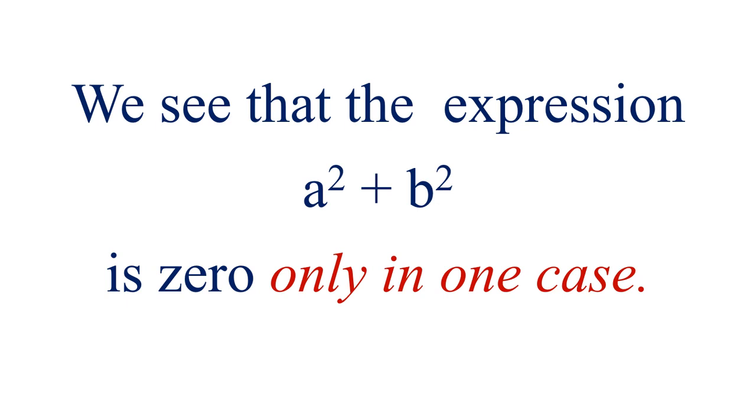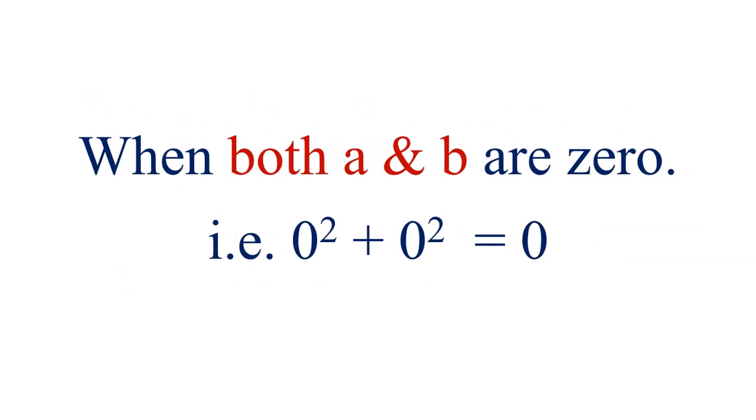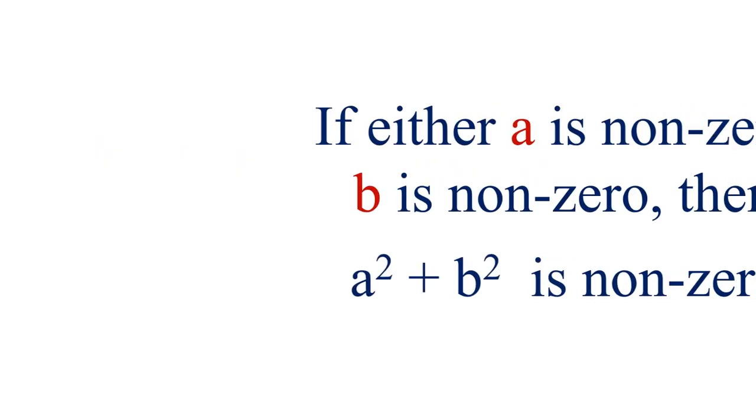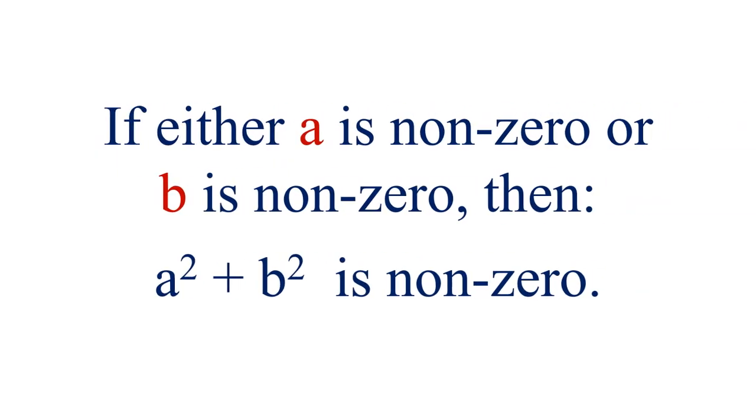We see that the expression a square plus b square is 0 only in one case. And that case is when both a and b are 0. That is, 0 square plus 0 square is equal to 0. If either a is non-zero or b is non-zero, then the expression a square plus b square is also non-zero. It is quite obvious because the square of every number, be it positive or negative, is always positive.